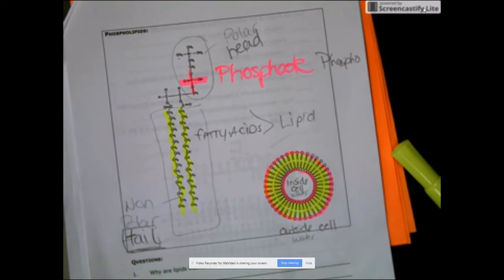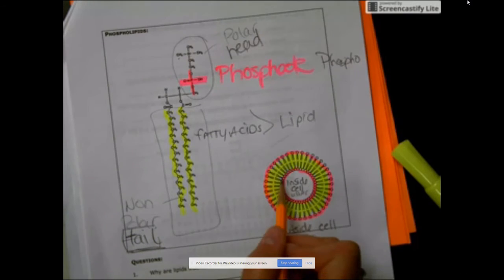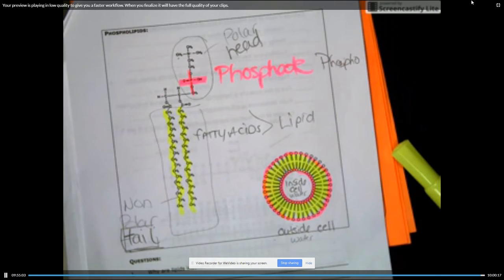So that's our work with lipids. Please take a chance to answer questions 1 through 5 in the next couple pages, and then we'll resume with amino acids.